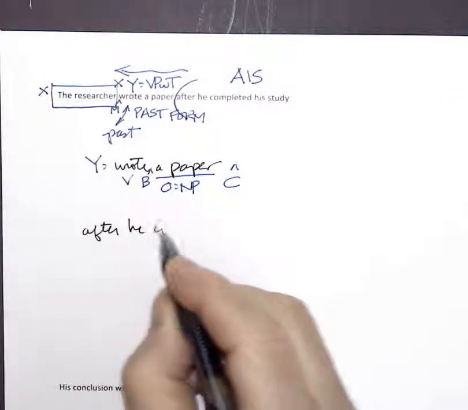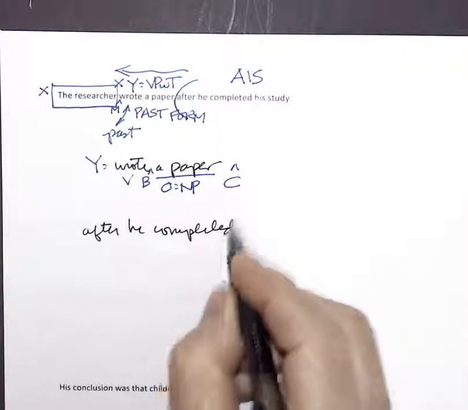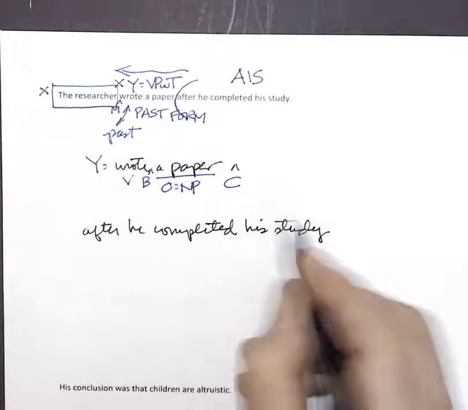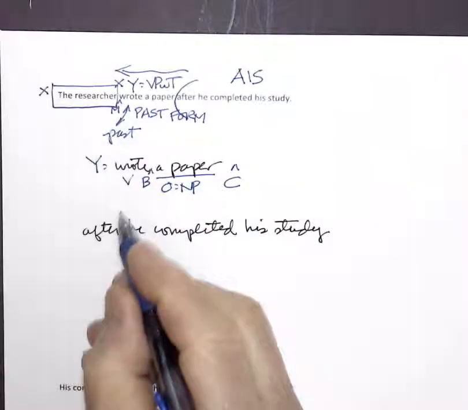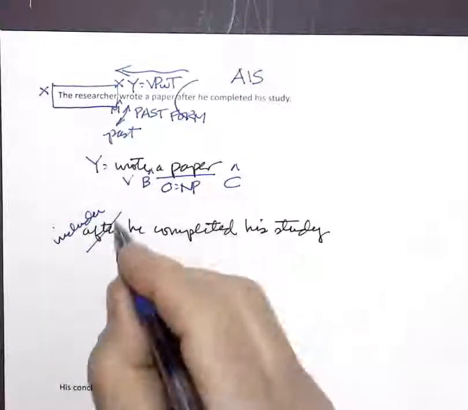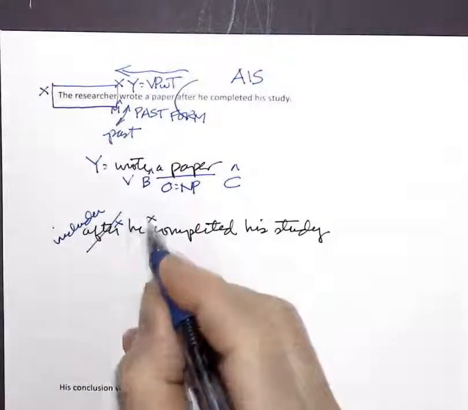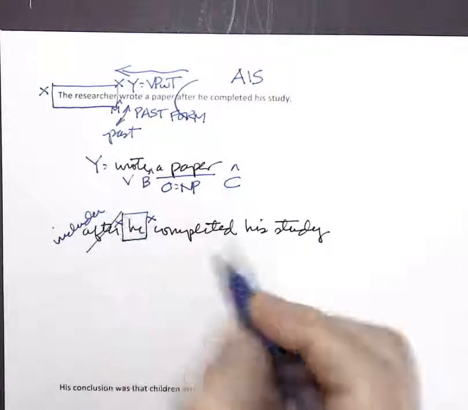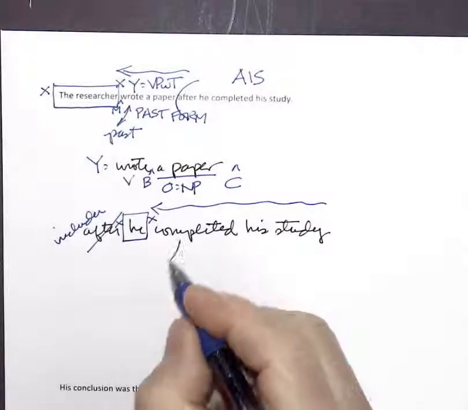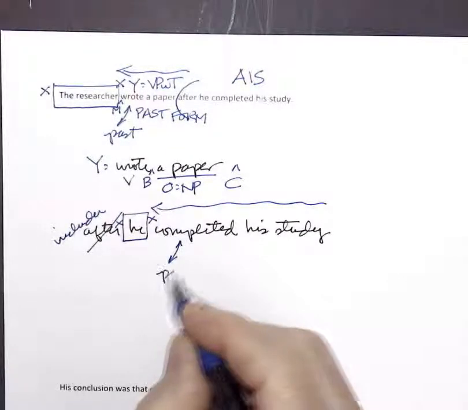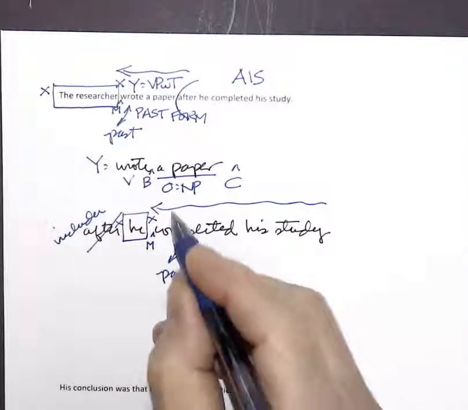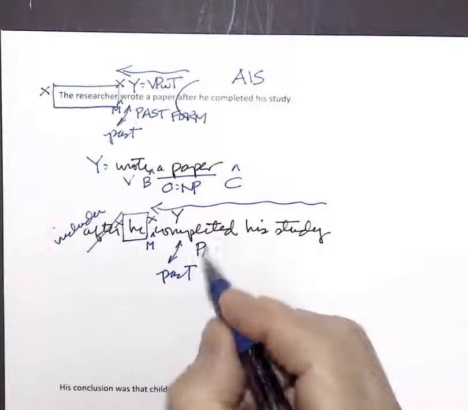After he completed his study, after is the includer. Did he complete? He did not complete. He is the subject. Completed his study is the predicate. Completed ties with the past. The M place is here, the Y. This is the past form.